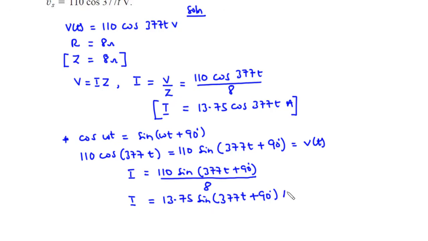So you can either choose to work with the cosine form of the wave, or better still, you can change that from the cosine form to the sine form. Now each of the answers obtained here is correct. Now let's move on to the second example.